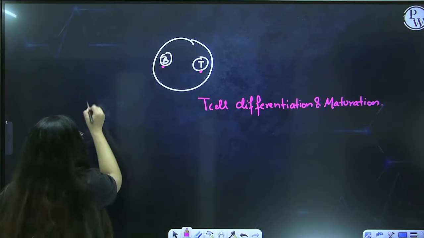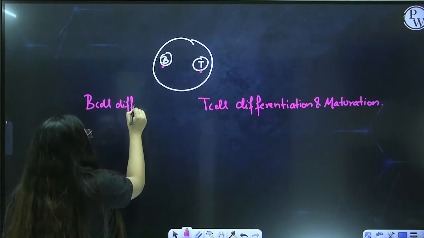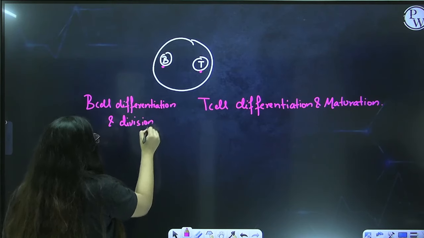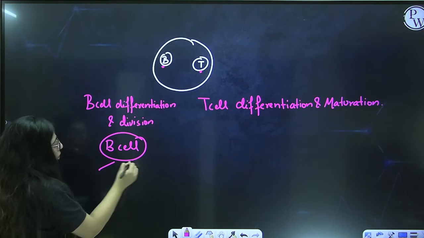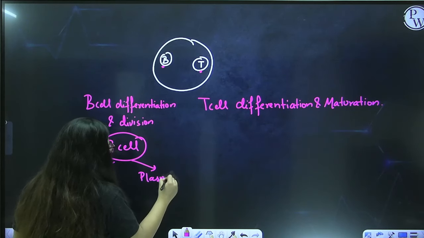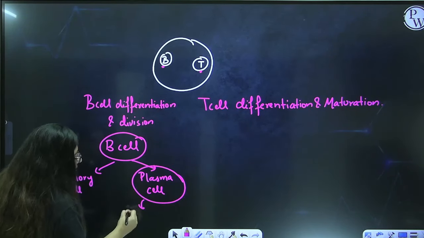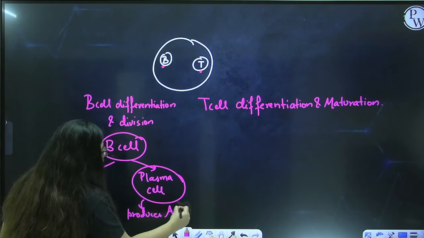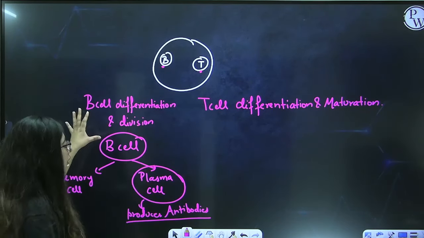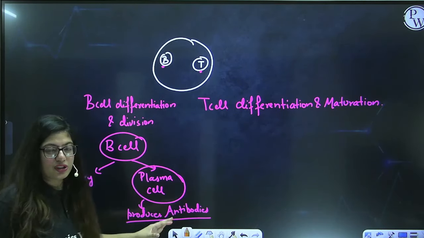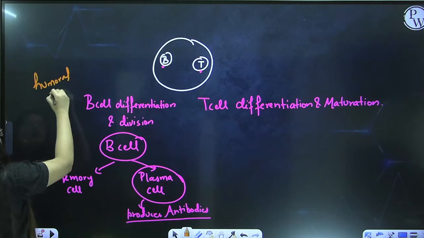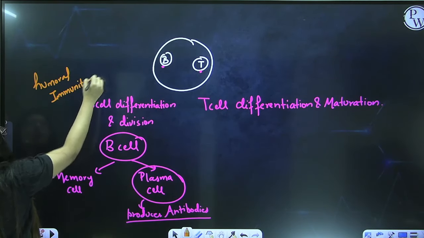But it also tells the B cell to get differentiated and divide. Why? Because when B cell divides, it forms two types of cell. One is a memory cell and another is a plasma cell. This plasma cell produces antibodies, and antibodies will kill the pathogen. So this type of immunity, where B cells are responsible for killing the pathogen, not directly, but by producing antibodies, you call humoral immunity. So we say the thymosin controls humoral immunity of your body.